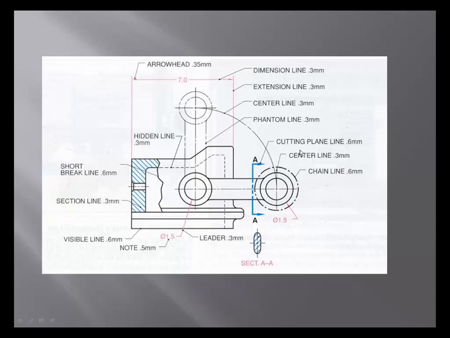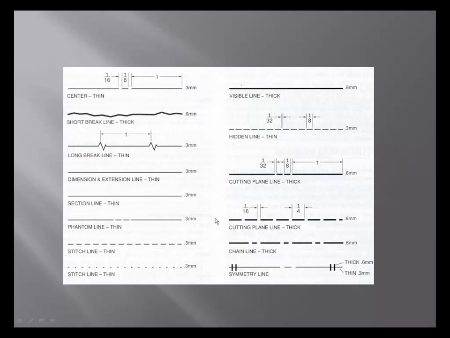Cutting plane line, it looks like this. It's a line dash dash line. Center line, we talked about. Chain line. This line in here, I don't know if it's labeled. It's a hidden line. Okay, here's a little breakdown of what lines looked like, extension, sketch, that kind of stuff.